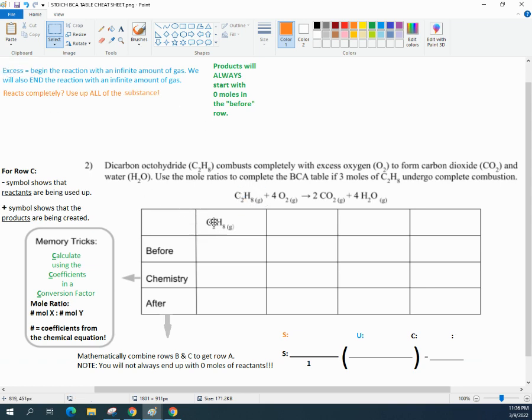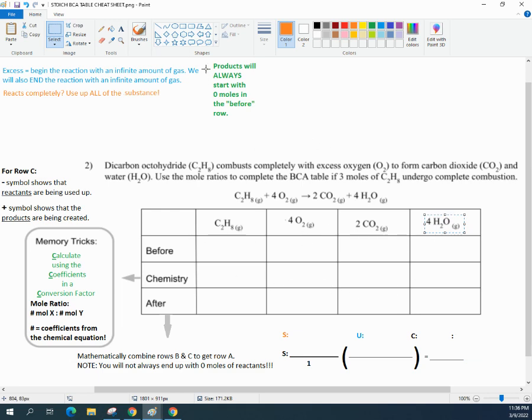So I'm going to go ahead and put my substances down into my BCA table. And I'm also going to include those coefficients because they, remember, are the mole ratio. So that the 1, the 4, the 2, and then this 4 as well. And then we are going to go ahead and start filling in as much of this without doing math.